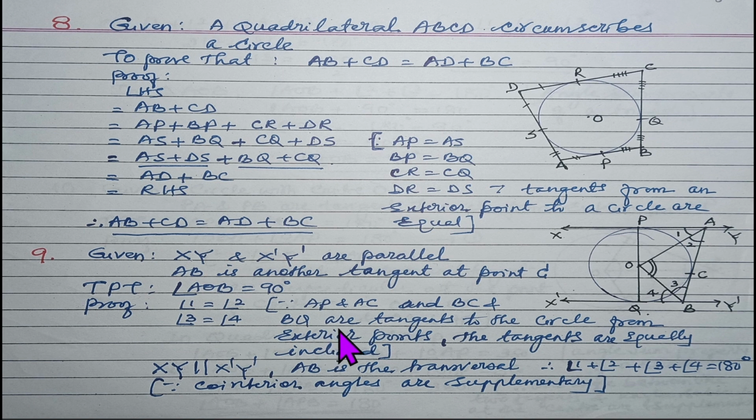Therefore that's what I have written here. BC and BQ are tangents to a circle from the exterior point, therefore the tangents are equally inclined. Also, if you observe, AB is the transversal, and XY and X dash Y dash are parallel to each other.